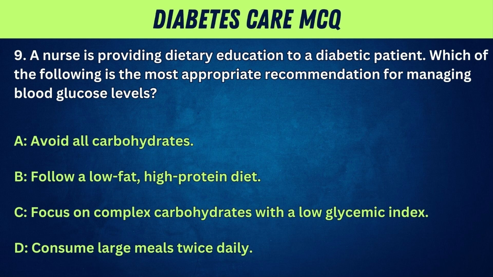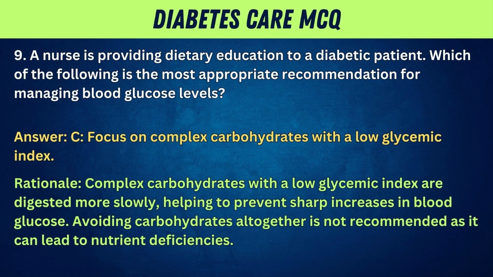9. A nurse is providing dietary education to a diabetic patient. Which of the following is the most appropriate recommendation for managing blood glucose levels? A. Avoid all carbohydrates. B. Follow a low-fat, high-protein diet. C. Focus on complex carbohydrates with a low glycemic index. D. Consume large meals twice daily. Answer: C. Focus on complex carbohydrates with a low glycemic index.